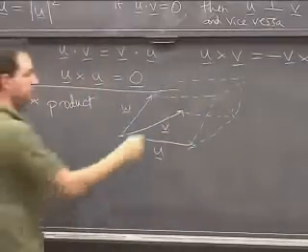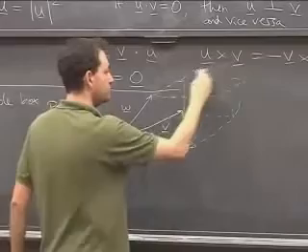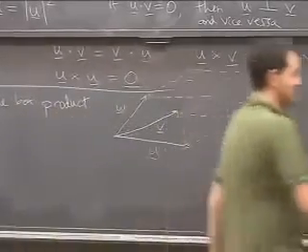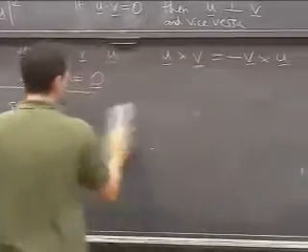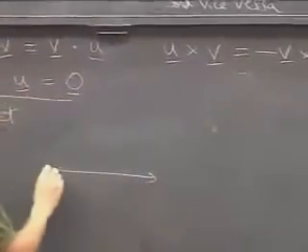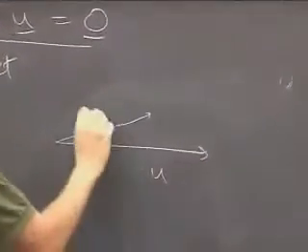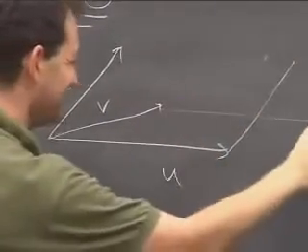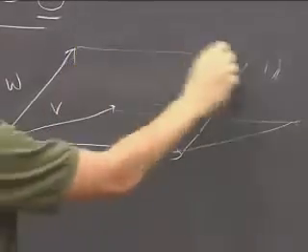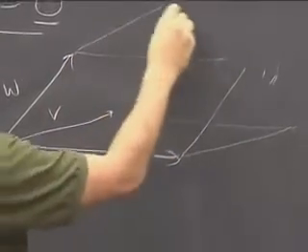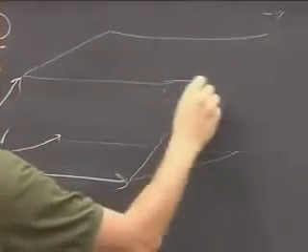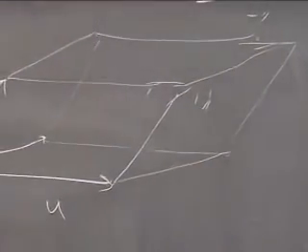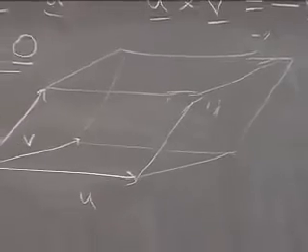It's a figure which I haven't drawn very well at all. Put a video camera on me and I can't draw. But the good news is, put no video camera on me and I still can't draw. All I have to do is draw a bunch of parallel lines. That'll do. All right. So all the faces are parallelograms.